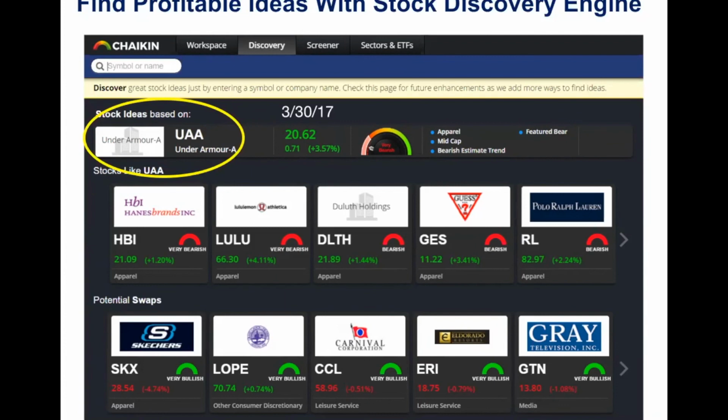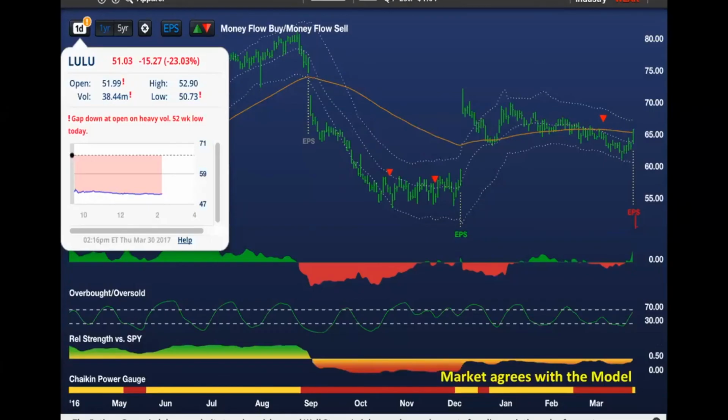Because I knew that they were due to report earnings the next day. So on that webinar on March 30th, I said Lululemon, which was up 4% ahead of the earnings report, is a wonderful put candidate. The next day, Lululemon reported earnings, and look what happened. It gapped down 23%. Imagine the put profit potential if you put on that spread when the stock rallied ahead of the earnings report, knowing that it was very similar to a classic bear like Under Armour. Really powerful tool to find winning stock ideas.